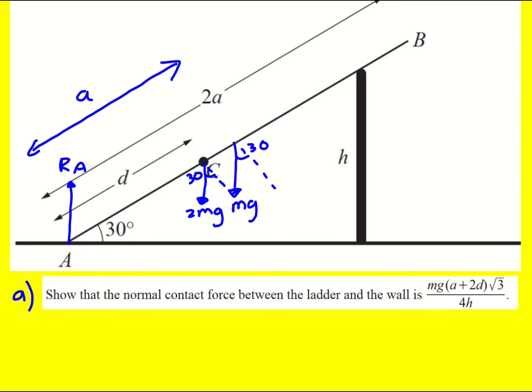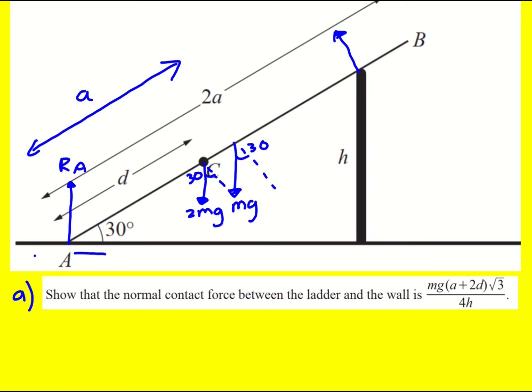So, the normal contact force between the ladder and the wall. Well, you might think, is it going up? Is it going to the left? And the answer is it's a bit of both. It's going to be going in this direction. We'd expect it to have a vertical component, of course, because the ladder's resting on it. And it has to have a horizontal component because there's going to be a frictional force.